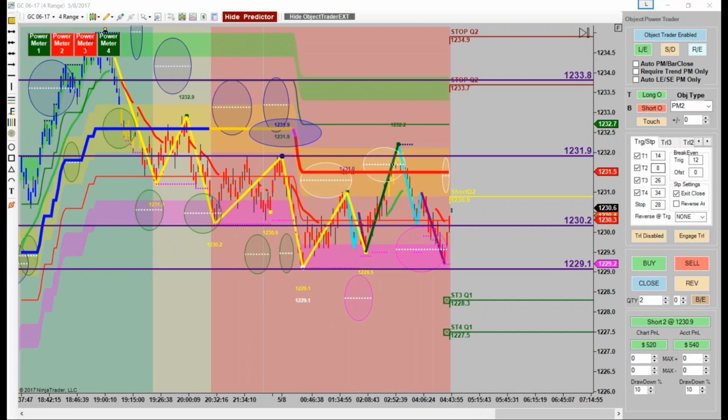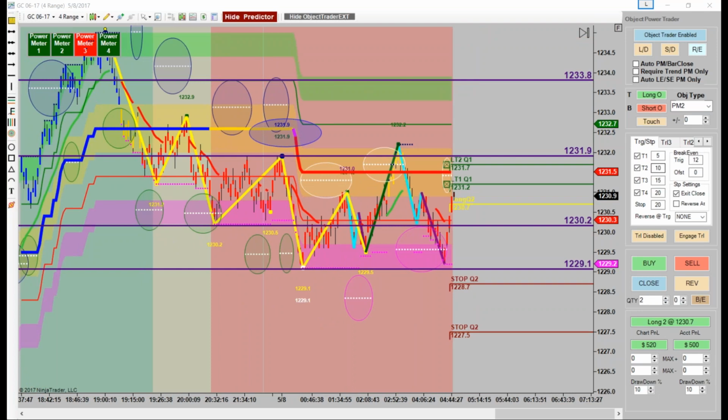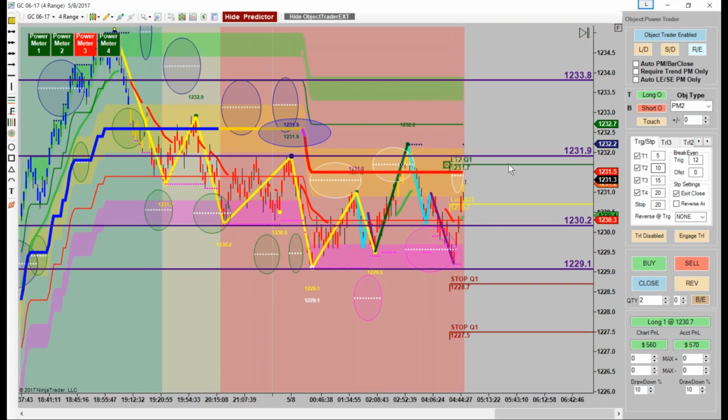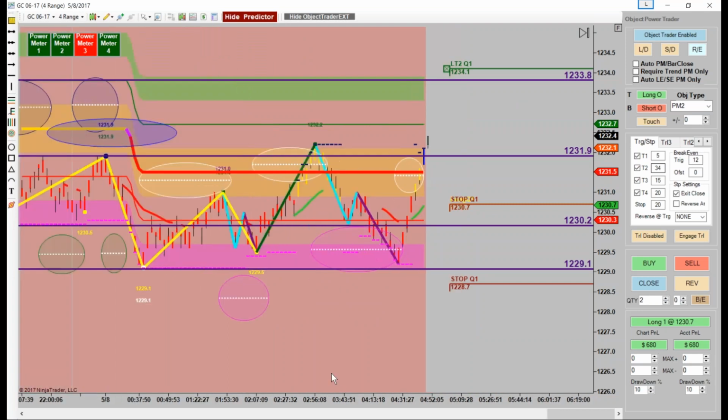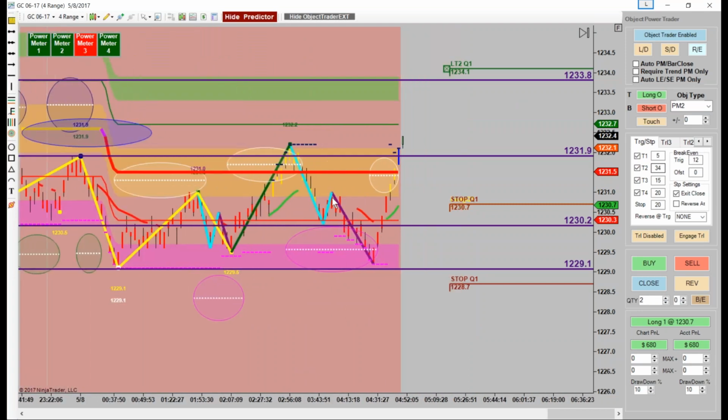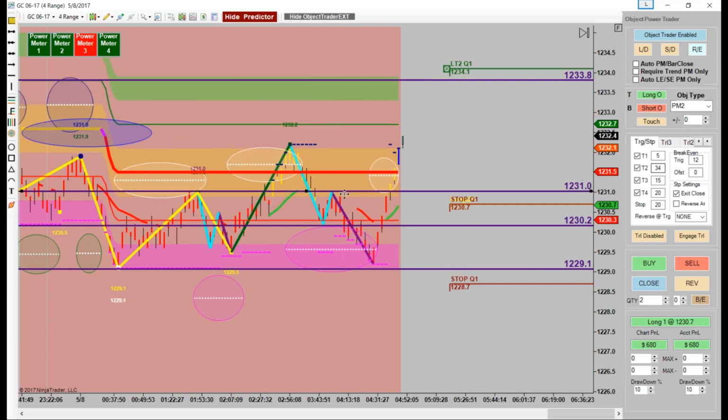Let's see, so you wouldn't do PM1. Well, you could. There you got your PM2, by the way. Your PM2 fired. Now, notice, let me pause this for just a second. Notice why PM2 fired. It took out this swing right here. Now, that's fairly late, but that's also where it took out resistance.